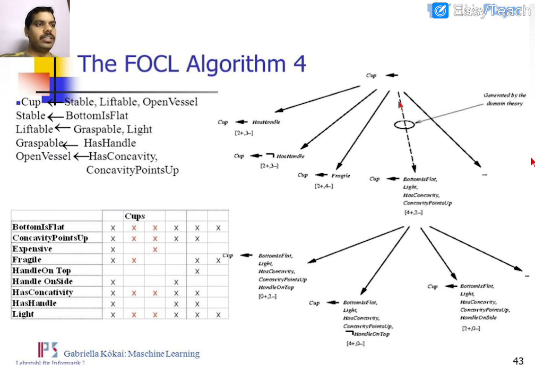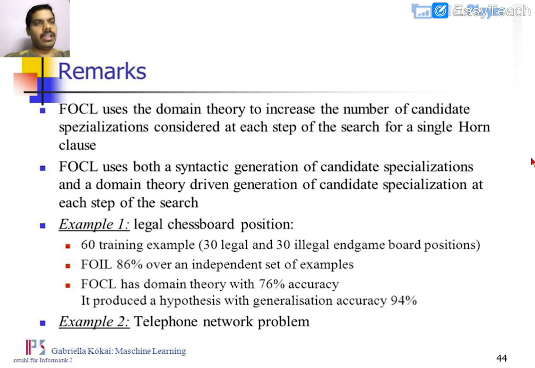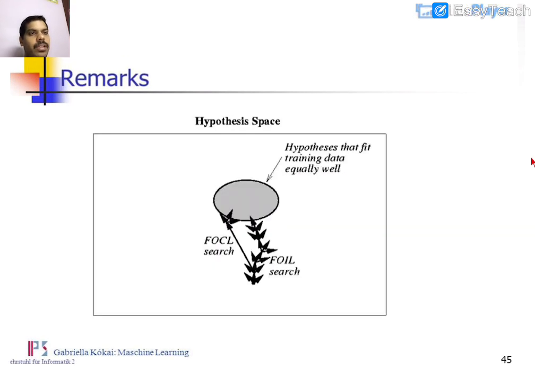This dotted line indicates the negative impact, and solid lines are going to include how they support the target function. And here also the domain theory is going to be useful for FOCL. At each step we need to identify a single Horn clause. A Horn clause is a logical statement which is going to support the target concept that we need to identify. And FOIL is independent of the set of examples, and here what we observed is 76% accuracy achieved with FOCL.